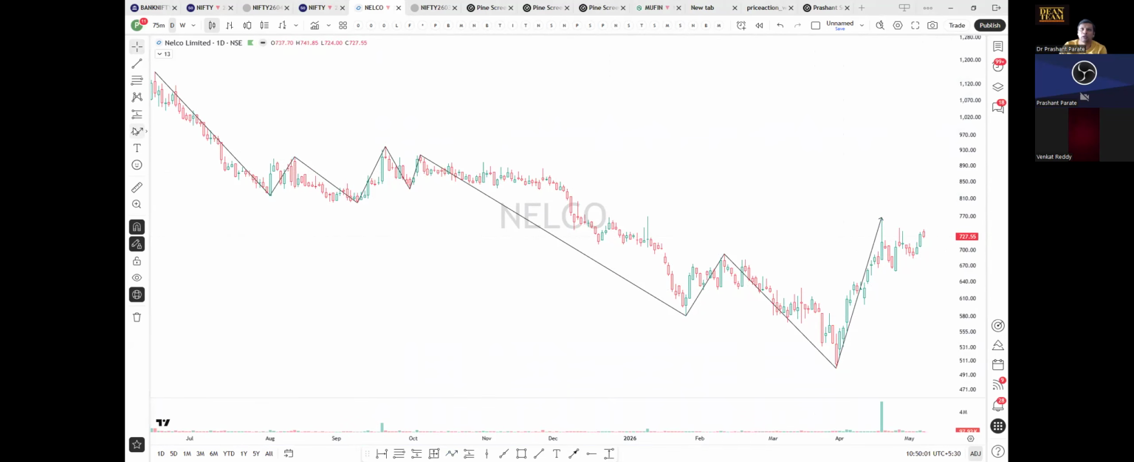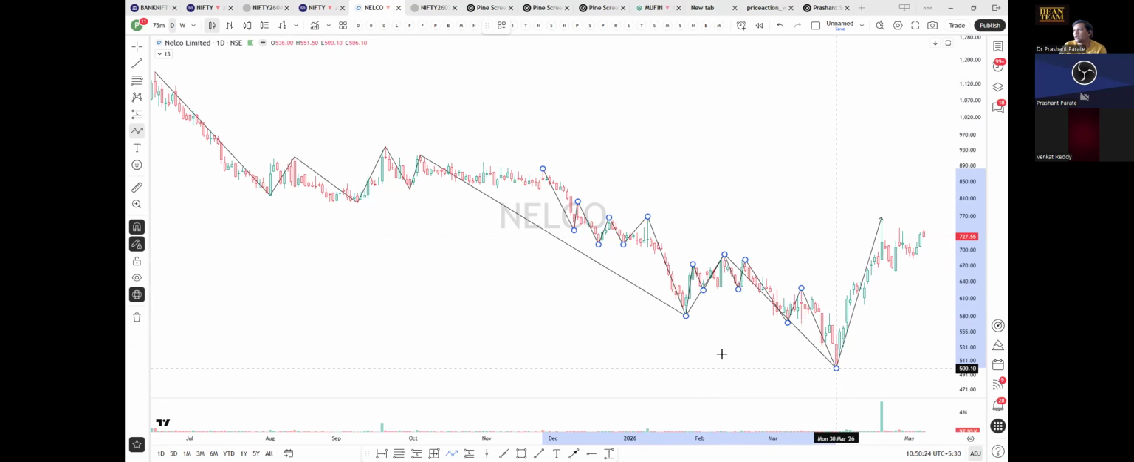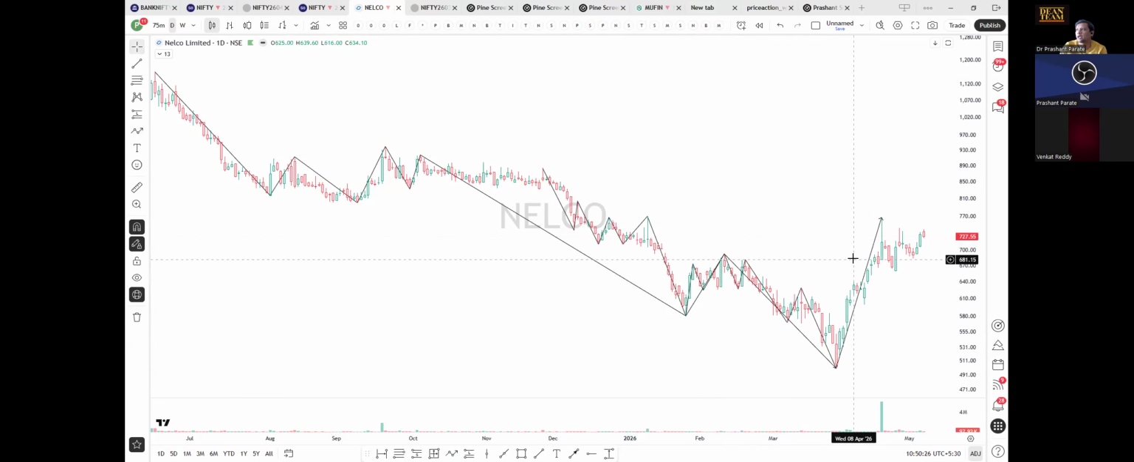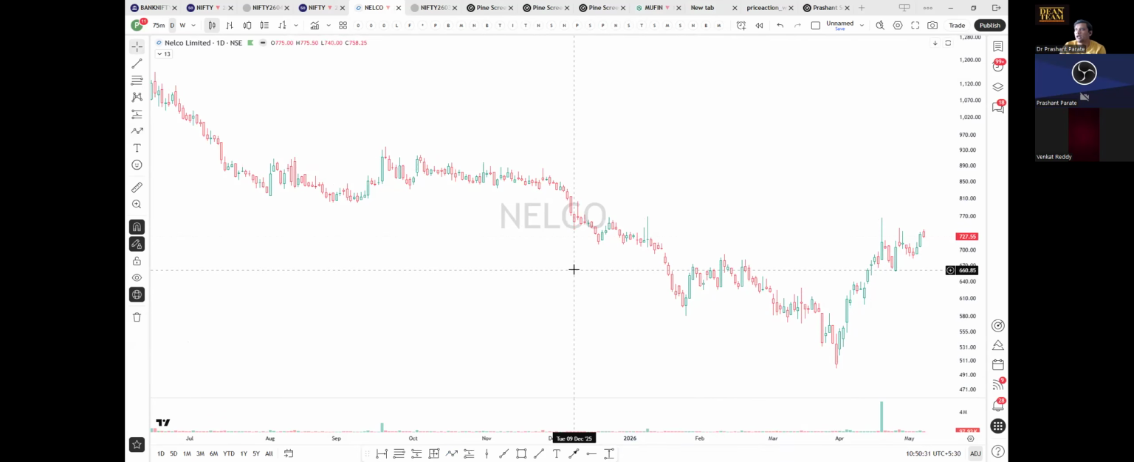So I have marked it this way. I can also mark it like this. It is swing low, swing high, swing low, swing high, swing low, swing high, then swing low, swing high, swing low, swing high, then swing low, swing high. So if I don't have any rules, what will happen? I will do eyeballing. I will think that this is a swing high, this is a swing low. But there should be a proper method of identification of a swing high and a swing low.